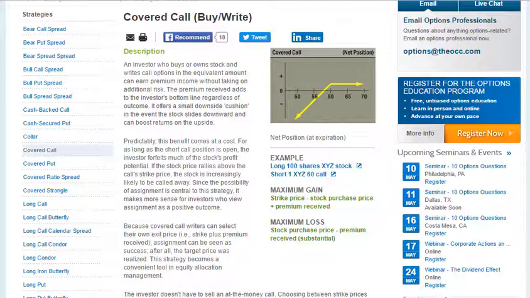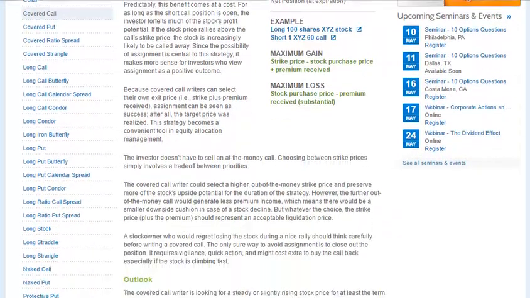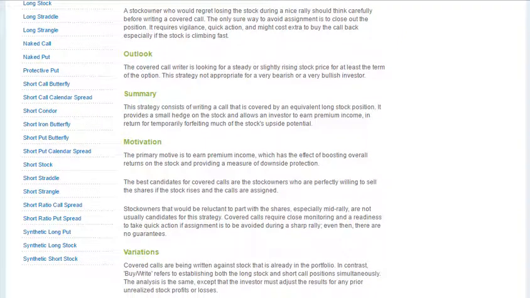Now, covered calls is usually when you have still a fairly bullish outlook. You want to own the stock. You're not hoping that the stock price goes down. Okay, so again, here's a nice little description on covered call. And then, what is the outlook? The covered call writer is looking for a steady or slightly rising stock price for at least the term of the option. Strategy is not appropriate for a very bearish or very bullish investor.